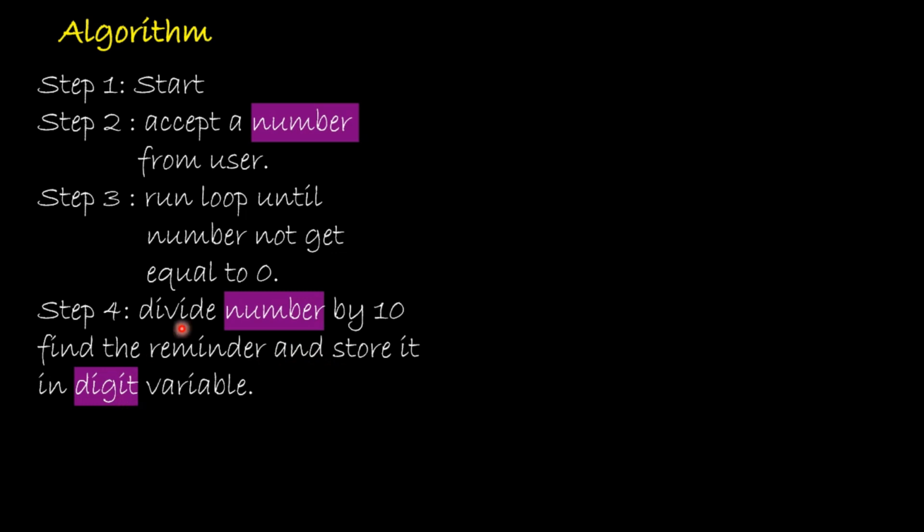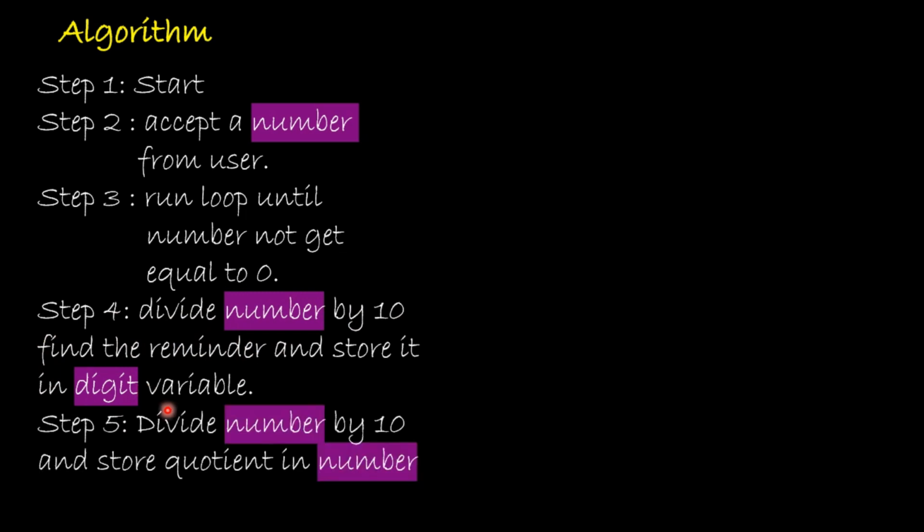So in this we are going to divide this number by 10 and find the remainder of that number and store it in the digit variable. Okay, after that the fifth step is to divide the number by 10 and store the quotient in the number variable. Okay, so see the difference. In this step we are going to find the remainder, right, and in this step we are going to find the quotient of a number.